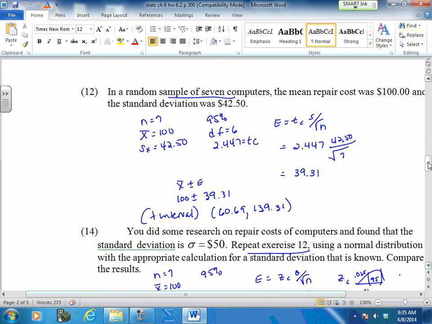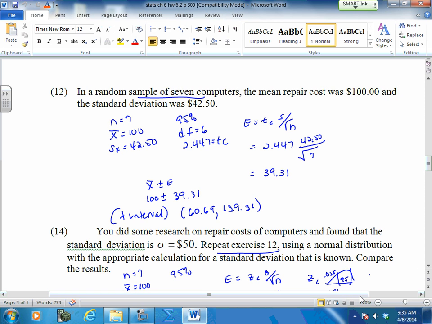In number 12, they gave you a sample of 7 computers, the mean and the standard deviation. Follow your flow chart. N is less than or equal to 30. They did tell us this was normally distributed in the directions, and they wanted you to find your T interval. So you find your TC, use your degrees of freedom, 1 less than the sample, so your degrees of freedom are 6. Follow your chart, pull out your TC, and use your information.